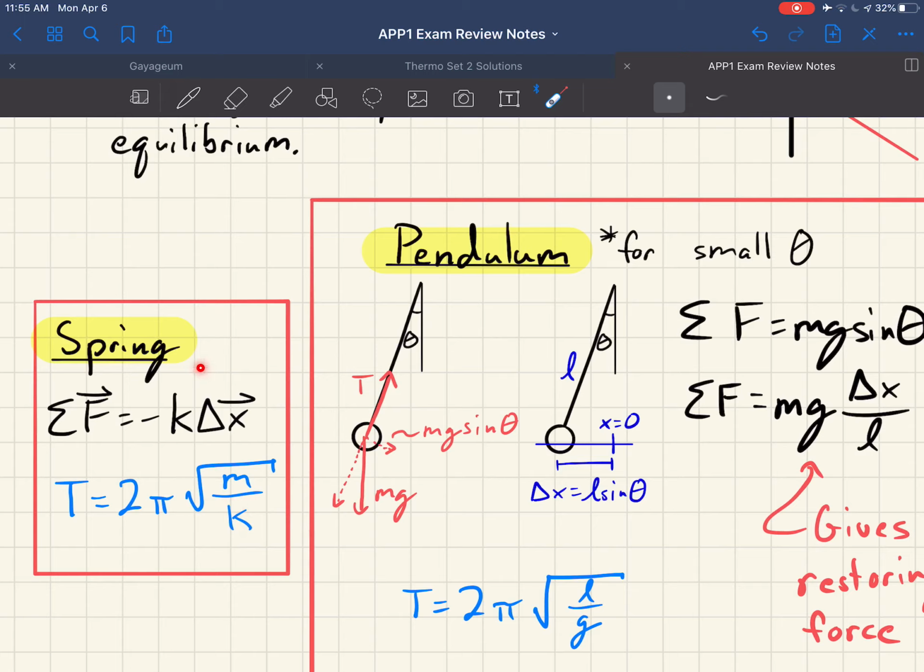So this was for a mass spring oscillator. Maybe I should actually change it. Instead of just writing spring, let's call it what it is. So this is for a mass spring oscillator. There we go. And highlight.